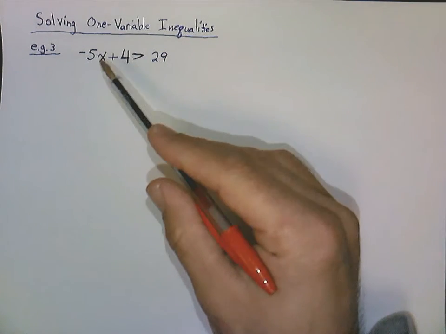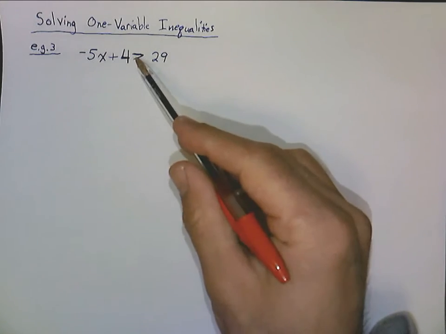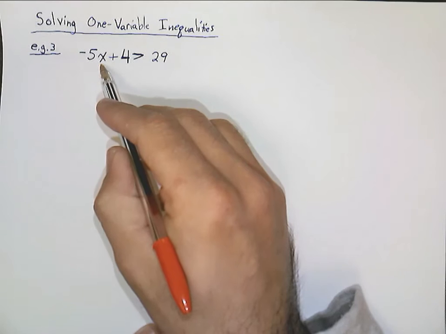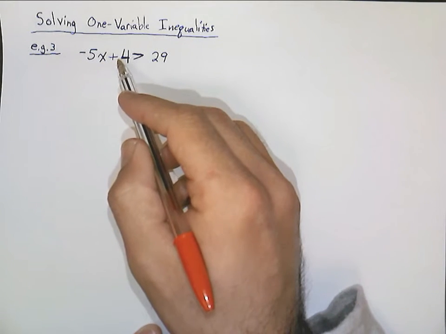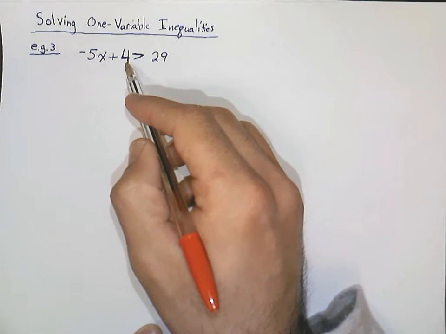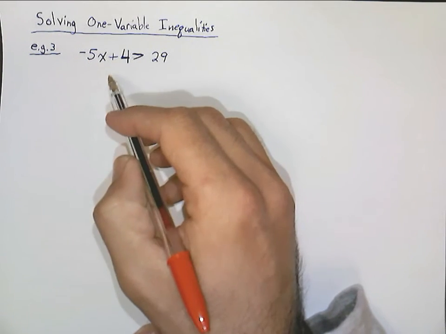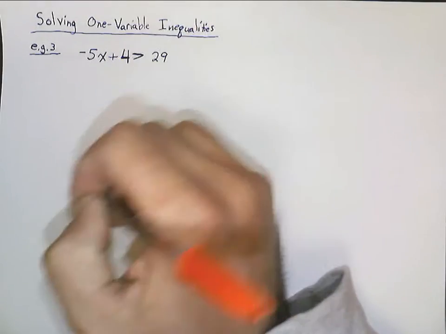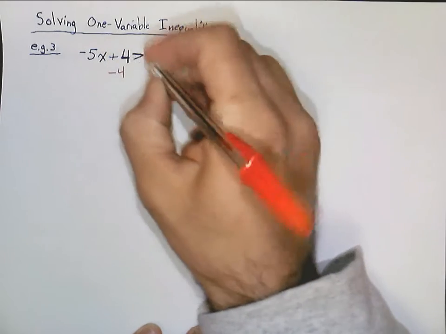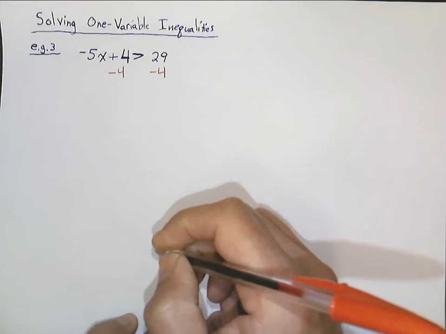Look at this example here. Negative 5x plus 4 is greater than 29, or is to the right of 29. Here we just look at what's being done to x, and we undo those things in reverse order of operations. So the first thing we got to get rid of is the addition, not the multiplication. We undo things in reverse order. So we undo this adding 4 by subtracting 4. But of course we have to do that to both sides of the inequality.